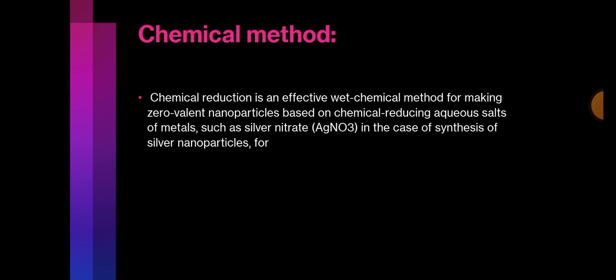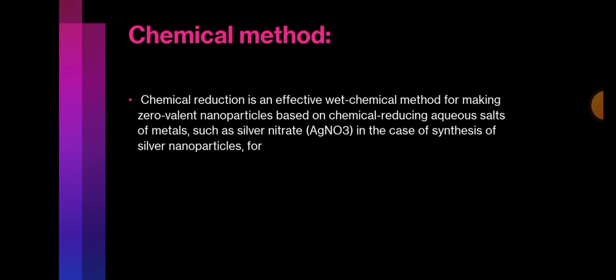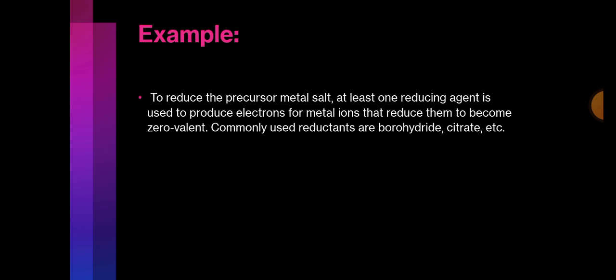Chemical method. Chemical method is an effective wet chemical method for making zero-valent nanoparticles based on chemical reducing aqueous salts of metals such as silver nitrate in the case of synthesis of silver nanoparticles. For example, to reduce the precursor metal salt, at least one reducing agent is used to produce electrons for metal ions that reduce them to become zero valent. Commonly used reductants are borohydride, citrate, etc.